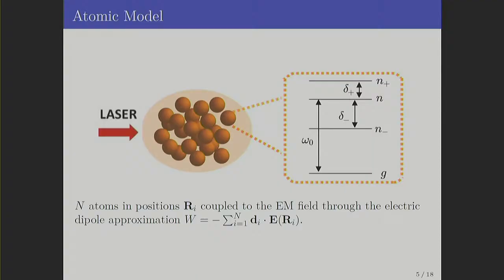Okay, so we are going to start to describe our model. Our model consists of atoms in positions i coupled with the electromagnetic field through the electric dipole approximation. We are going to consider that these atoms are four-level systems, one ground state and three excited levels, sorry, n minus, n, and n plus, which is a typical configuration of Rydberg atoms. Okay.